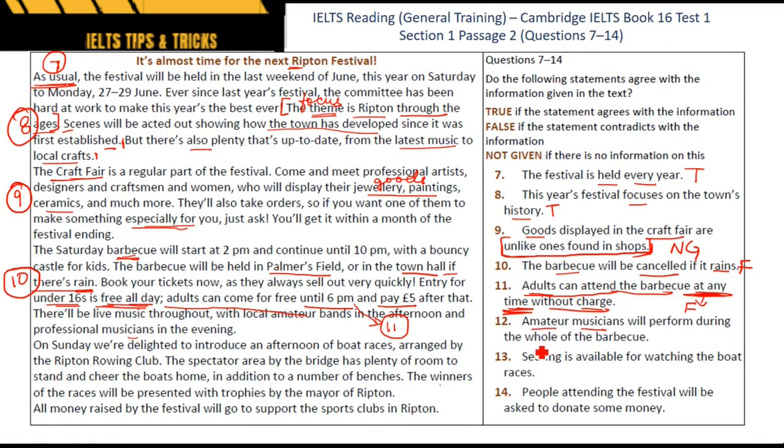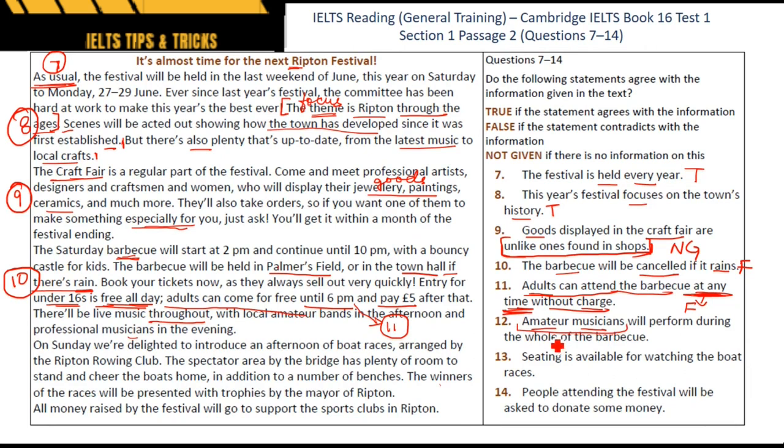So what I'm looking for is any mention of musician or amateur musicians. And after that, when they are going to perform. So it's starting right after where I found the answer to the 10th one. There'll be live music throughout. Throughout means during the whole of the barbecue. There will be live music throughout the barbecue with local amateur bands in the afternoon and professional musicians in the evening. So there will be music throughout the time during the whole of the barbecue, but amateur musicians will not be performing throughout. They will only be performing in the afternoon.